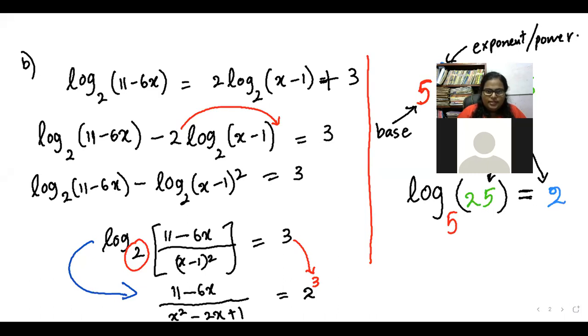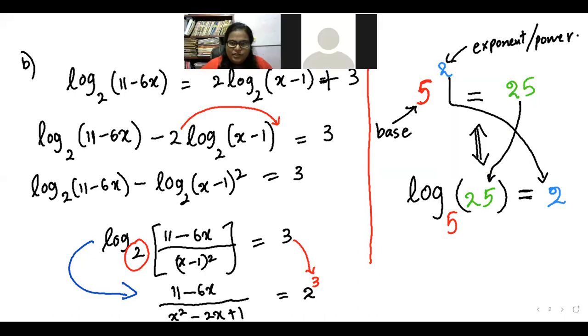Yes, Sajita, this is the way we convert this one.